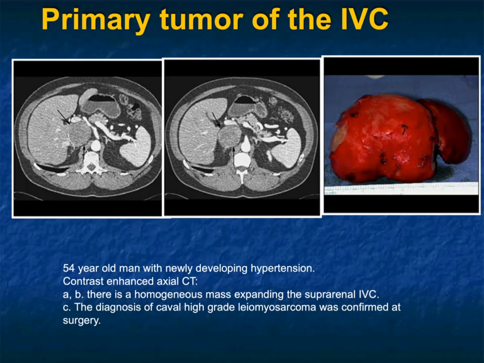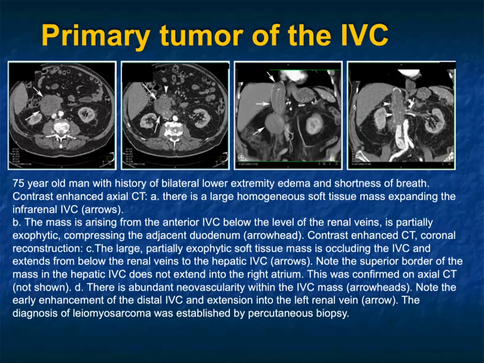Here's a nice example. When you look at this case, you can see it's compressing the portal vein. It's abutting the patient's hepatic artery near the celiac axis, but it's hard to tell. This could be an adrenal carcinoma. That's definitely a possibility. You'll want to see the upper and lower stents, but this was a primary tumor of the IVC.